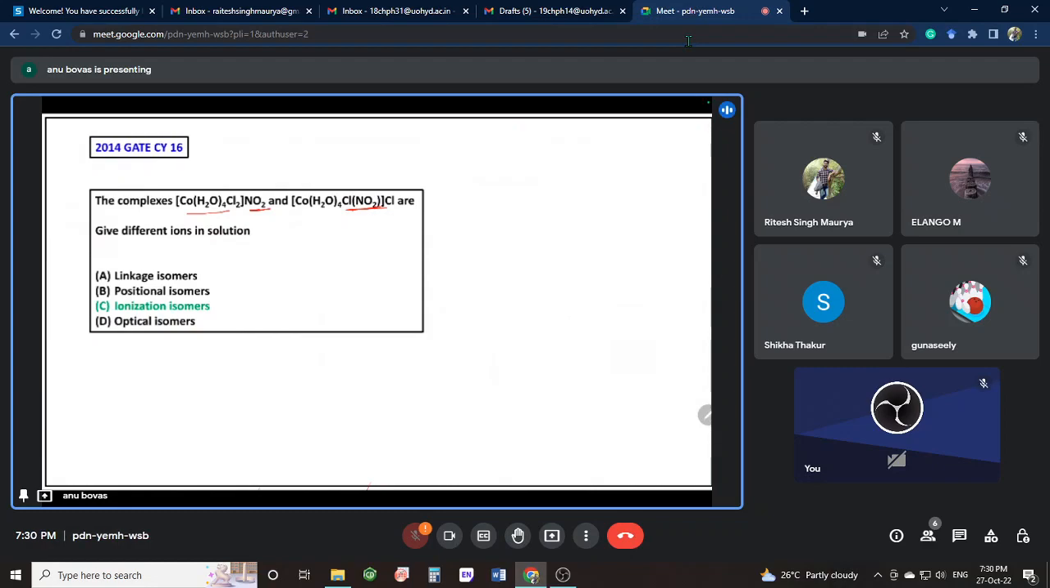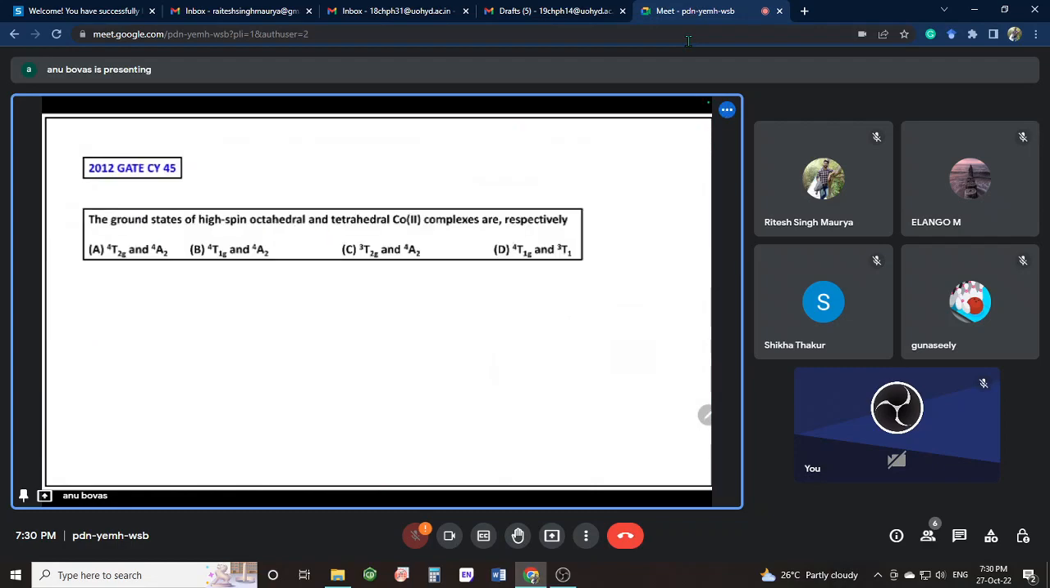Okay. So these are about isomerism. If you have any doubt, you can ask. Or else we will move on to the next question. So this question was asked in 2012 GATE, question number 45. The ground states of high spin octahedral and tetrahedral Co2+ complexes are, respectively.